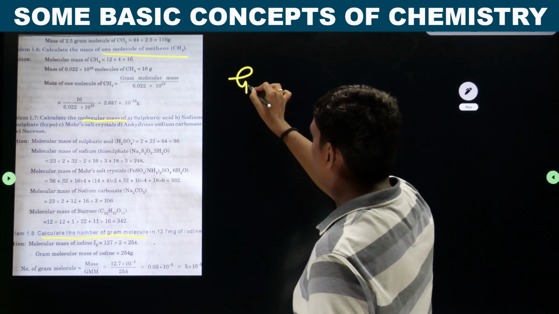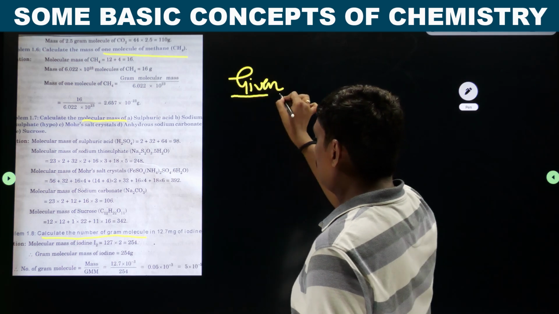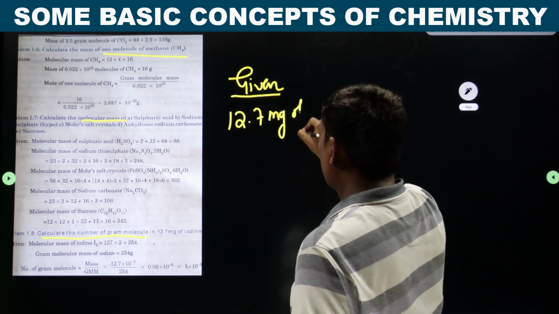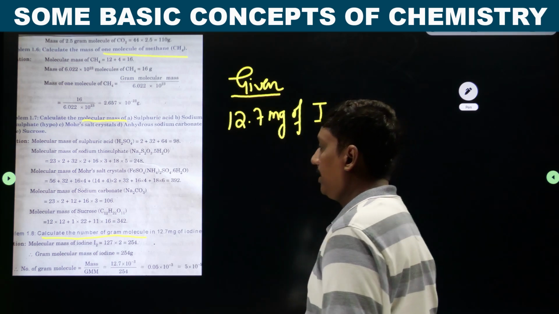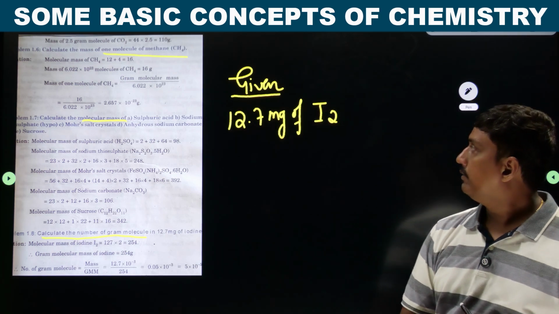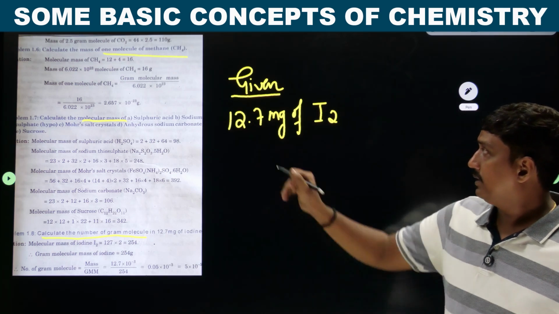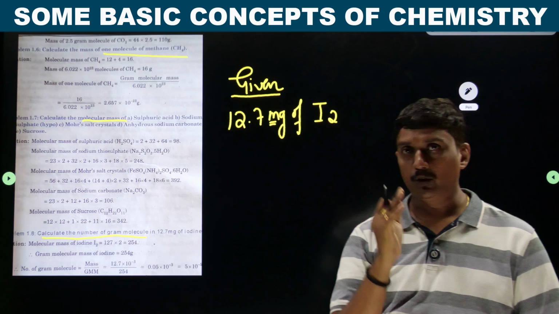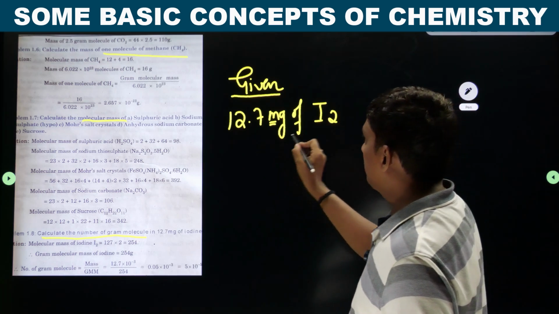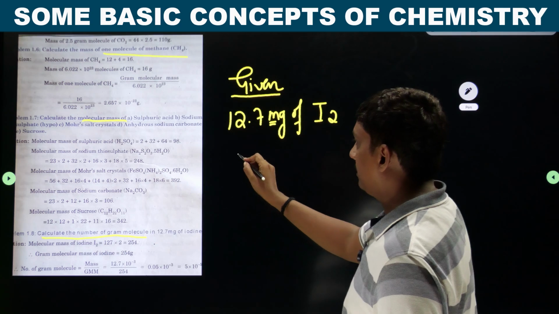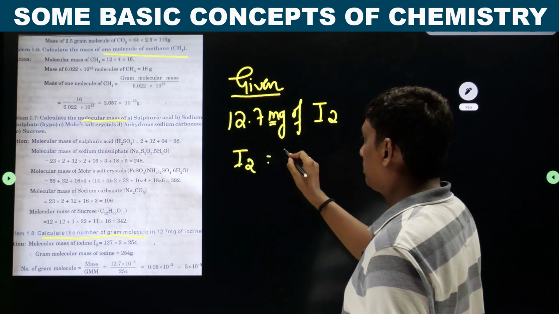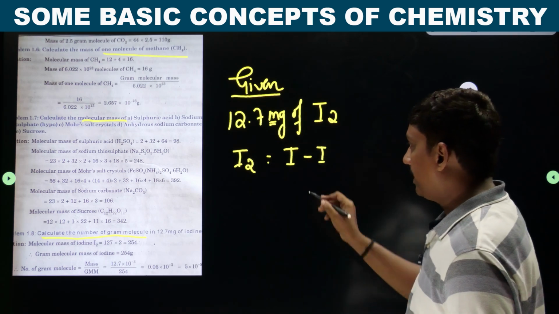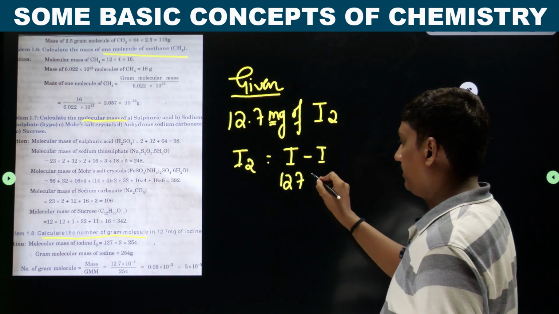First, you write down the data. What is the given data? 12.7 mg of iodine. Always, if it is milligrams, nanograms, or picograms, it should be converted into grams. That you should know. First is iodine. So iodine means 2 atoms of iodine, I and I. How much? Atomic mass of iodine is 127 into 2.